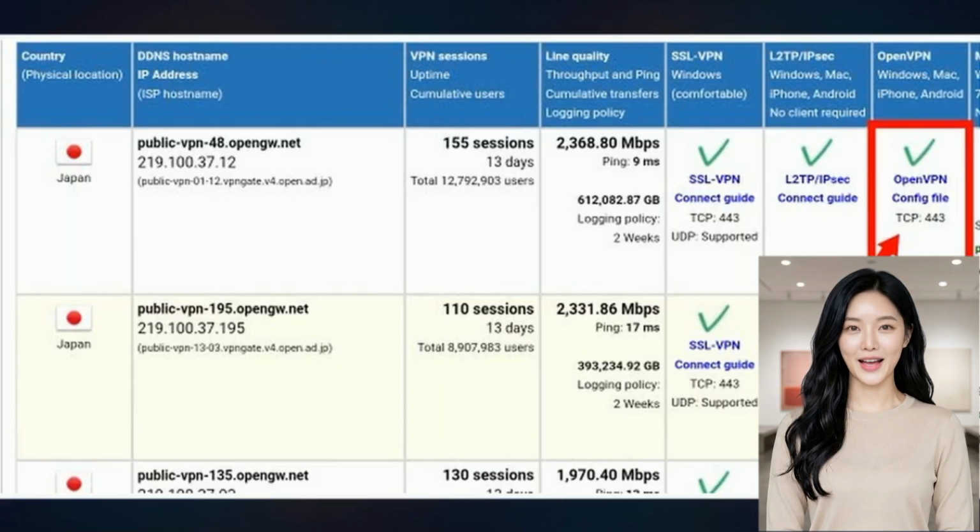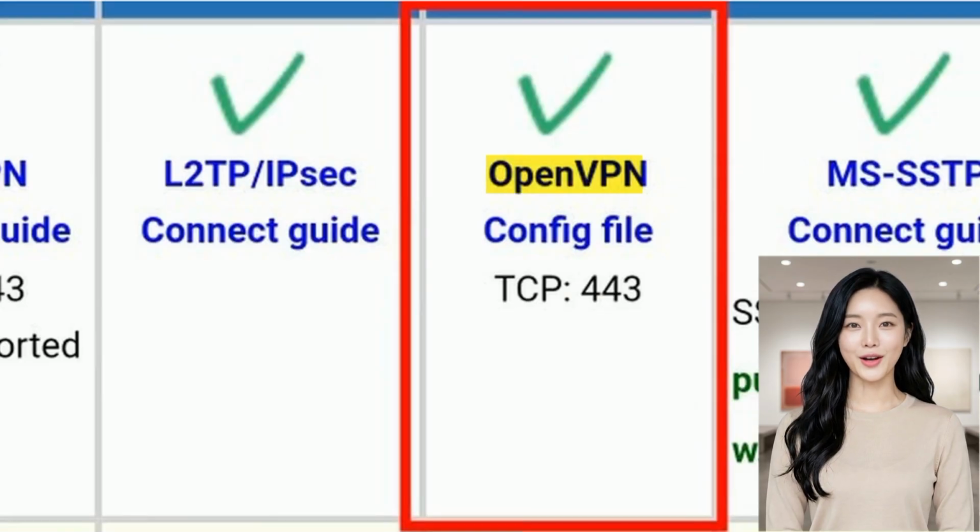Once you have identified a fast Japanese server, look to the far right of that specific row to find the supported protocols. We need the OpenVPN protocol. Locate the column with the green checkmark for OpenVPN and tap the link that says Config File.